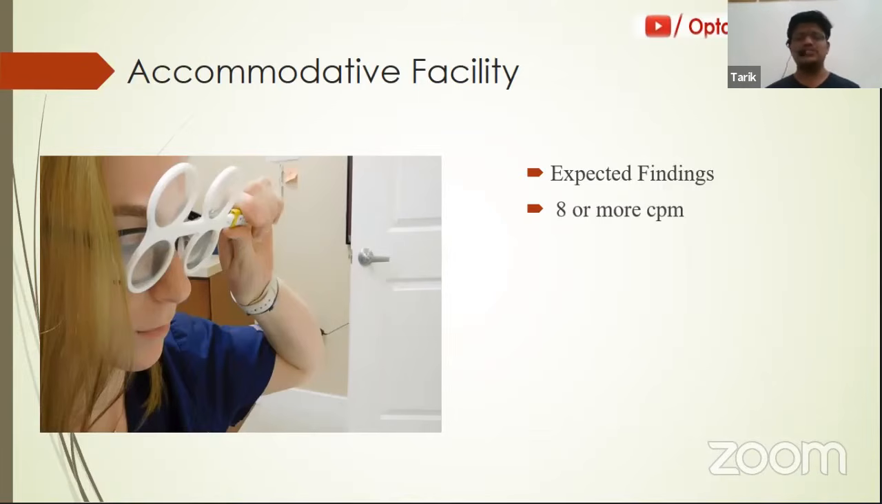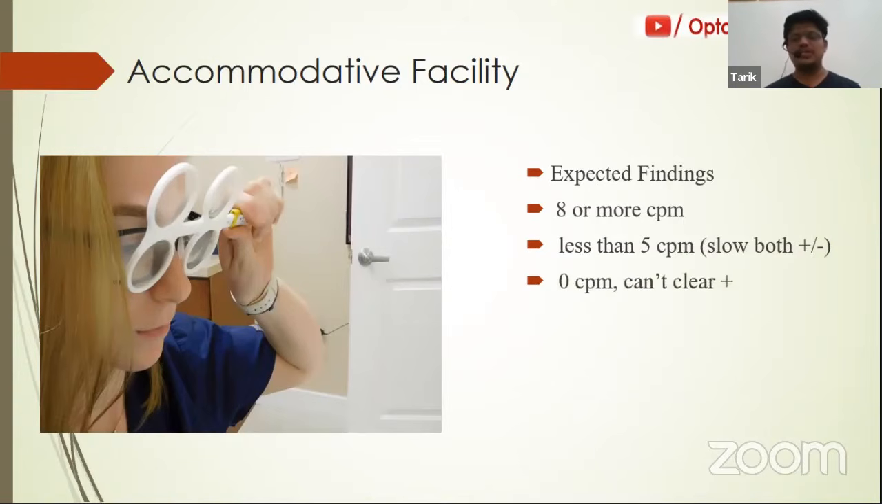What are the other findings which we generally get? Lesser than 5 CPM and slow in both plus and minus generally happens if your vergences are not quite good. You are unable to do the accommodation, or the convergence or divergence is not acting properly. 0 CPM and can't clear the proper lens.